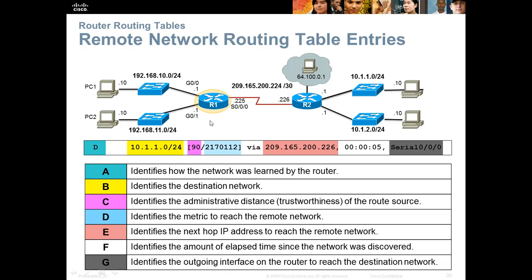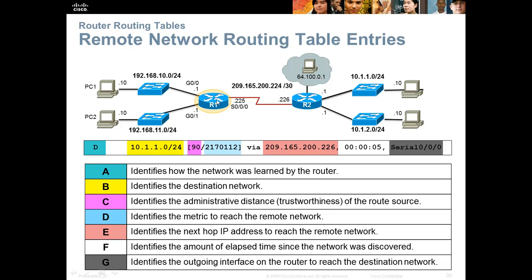We'll take a look at this one here. For R1, the 10.1.10 network can be gotten to by sending to the 209.165.200.226 address out of its serial 0/0/0. So let's see if that makes sense. So here's R1. It says we can get the 10.1.10 network, which is over here, upper right. We can get to this network by sending to the address of 209.165.200.226. So that's this address right here.